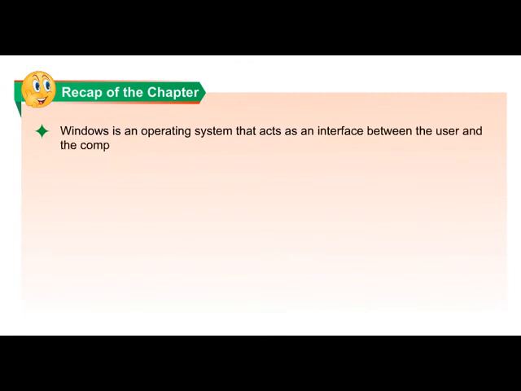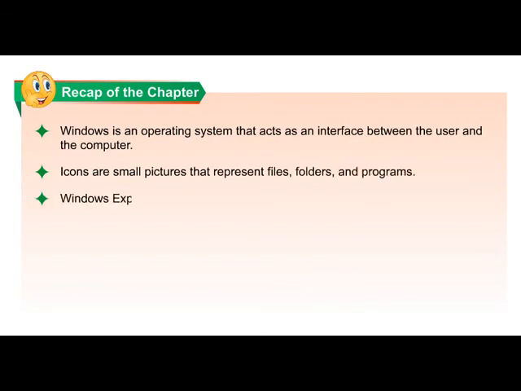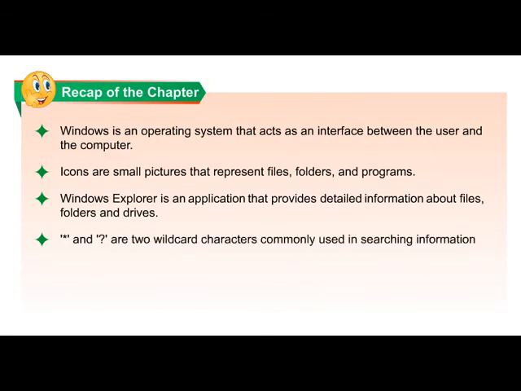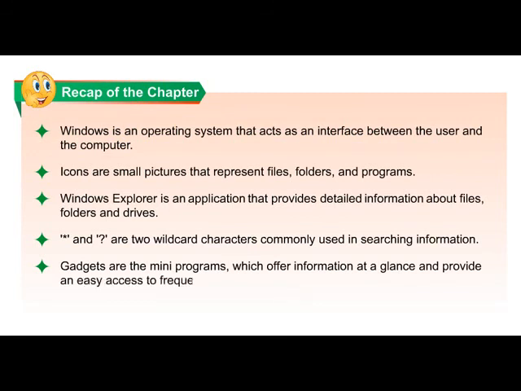Let us quickly glance through the key points discussed in this chapter. Windows is an operating system that acts as an interface between the user and the computer. Icons are small pictures that represent files, folders, and programs. Windows Explorer is an application that provides detailed information about files, folders, and drives. Star and question mark are two wildcard characters commonly used in searching information. Gadgets are the mini programs which offer information at a glance and provide easy access to frequently used tools.